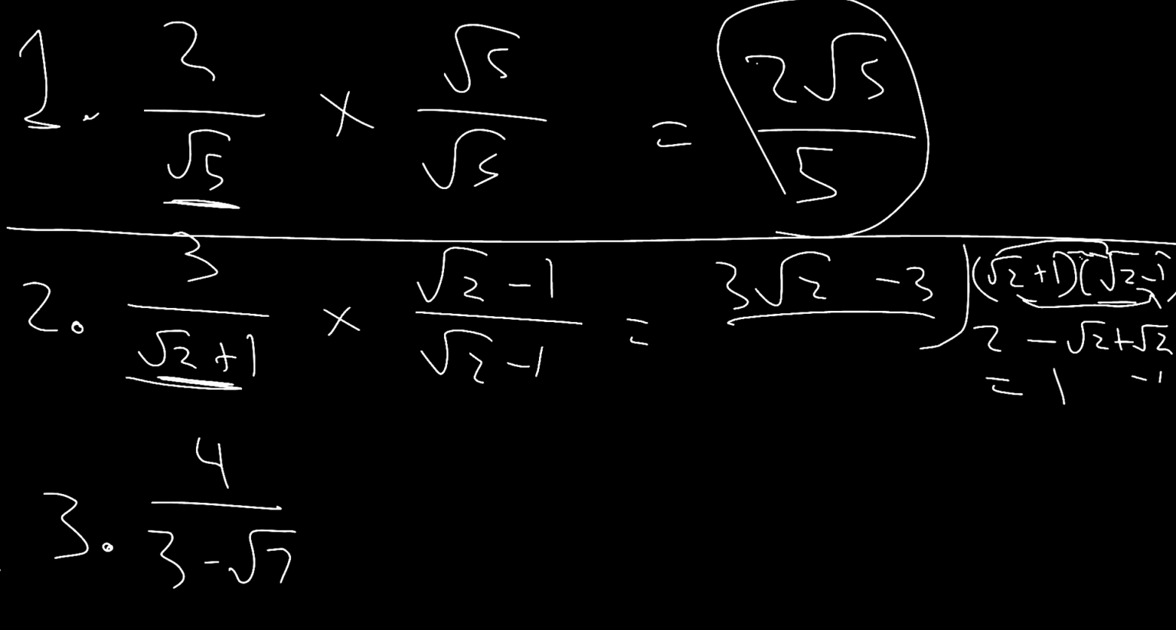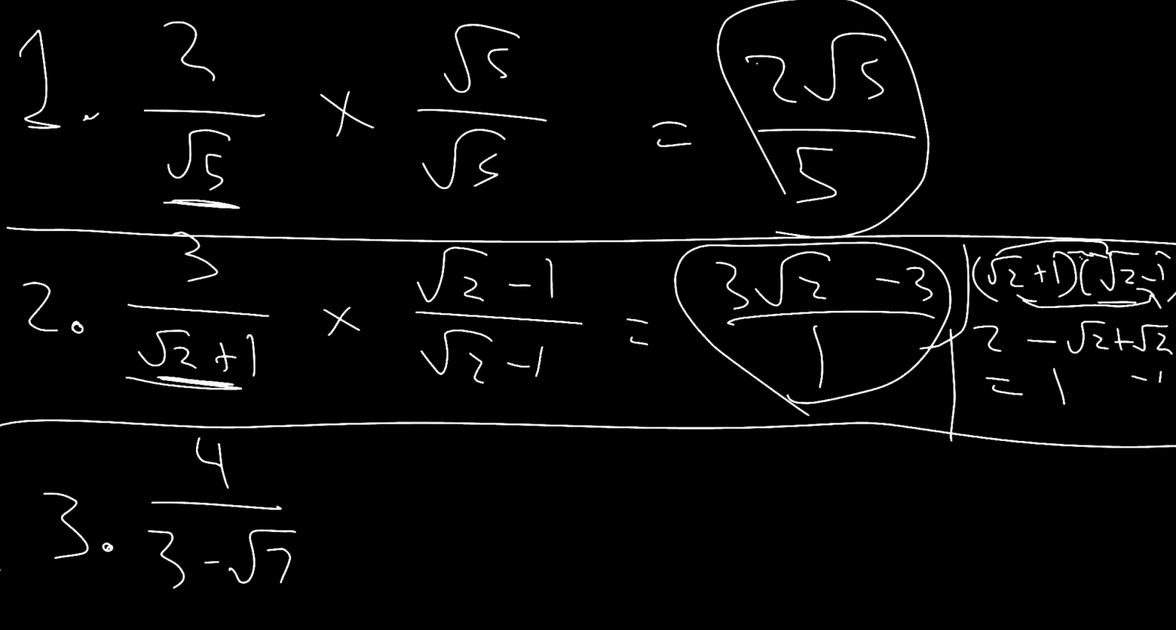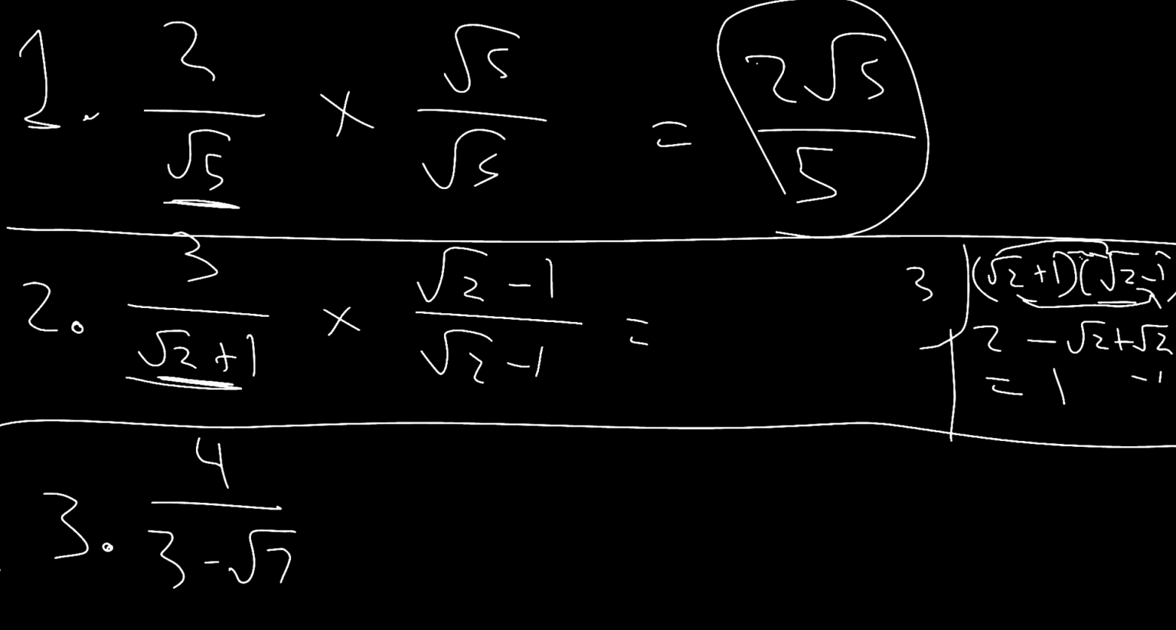So therefore my denominator is 1. And that is my final answer, 3 root 2 minus 3 over 1. And to simplify even further, you can just remove the bracket and just write it as 3 root 2 minus 3.